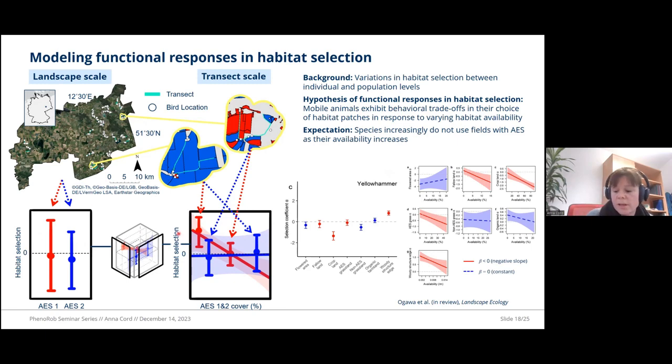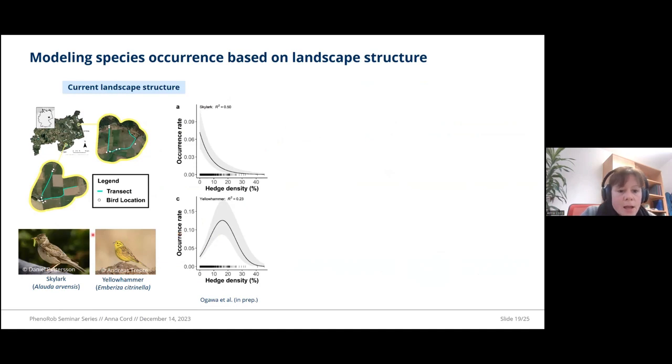between individual and population levels. We can also do other things, and I'm now focusing on landscape structure or more landscape elements, where we see a lot of changes in the landscapes and also trade-offs between species. Some species, for example, like hedgerows a lot. The yellowhammer likes it a lot, as you can see here. There's a preference for certain hedge densities, but if we have more hedges, it's actually not beneficial anymore. The skylark is a species which really hates hedgerows, so you see a clear decline of the occurrence rates with increasing hedgerow density.